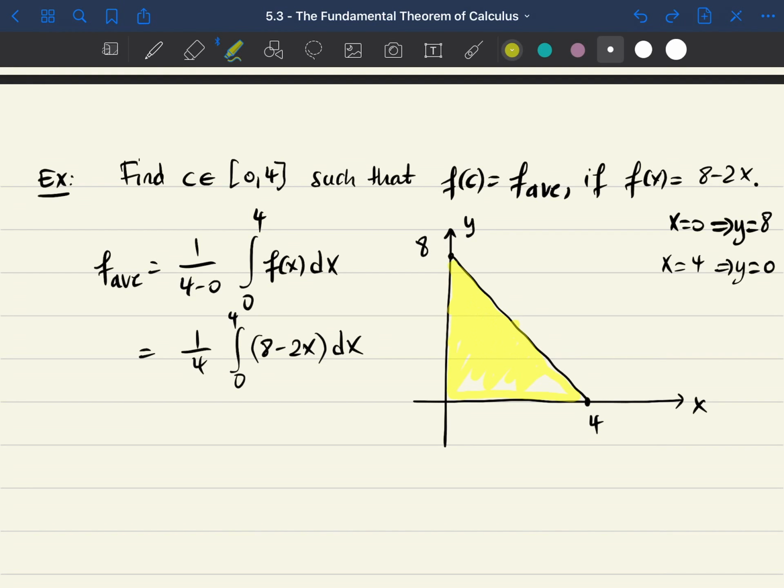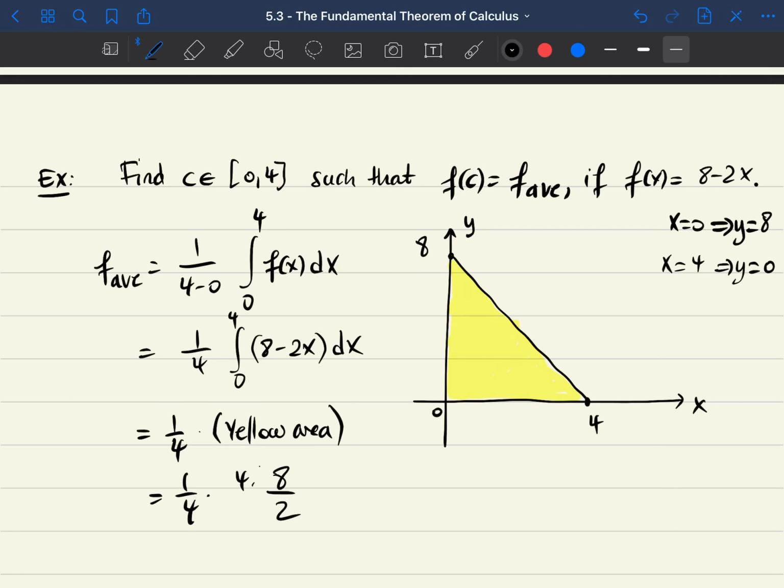Okay, let's do that very quickly. So back here to the integral, so I have 1 over 4 times the yellow area. This is a triangle, so I have 4 times 8 over 2. So these cancel, so this is 4. Now this means that the average value of the function is 4.